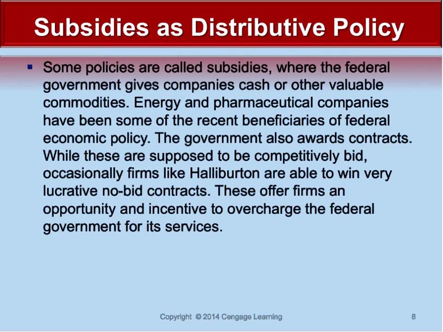One form of distributive policy is the subsidy. The subsidy is where the federal government gives a company or companies cash or other valuable commodities. Energy and pharmaceutical companies have been some of the recent beneficiaries of federal economic policy and subsidies. Government also awards contracts, and it gives subsidies to farmers, dairy farmers, other kinds of farmers, to do certain kinds of things with their fields and their crops. In the case of energy companies and contracts, sometimes these opportunities offer firms an incentive to overcharge the federal government for its services.